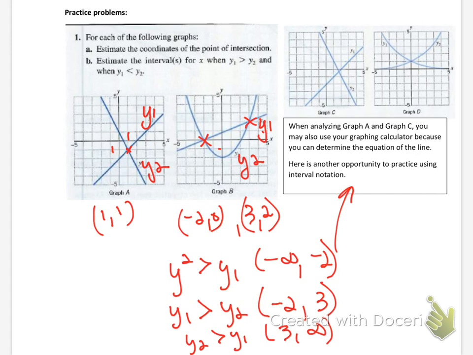Okay, looking at the next one, we have two lines again. You have a point of intersection. You can use interval notation again to describe what's happening on either side of that point of intersection. And then you have two nonlinear functions that are intersecting right there. And once again, you may use interval notation to describe what's going on.